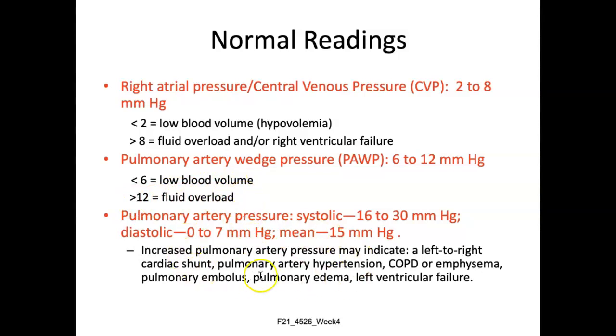And then lastly, the pulmonary artery pressure is more to look at the pulmonary system. So what's happening on that side? So you may have an individual that has a left to right shunt. So maybe they have an opening between the left and right ventricle and blood is shunting back. So it may be used if someone has pulmonary artery hypertension, your COPDs and your emphysemas, anyone who has pulmonary embolism, pulmonary edema, or left ventricular failure. So remember, the pulmonary system and the left side of the heart work hand in hand.